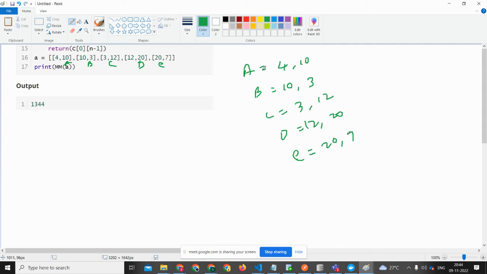You have five matrices. The A matrix is 4 comma 10. This is the order of the matrix, right? So tell me, can you multiply A into B? Is it possible? Because you have 10 and 10 common, right? So it's possible to multiply A and B. Am I right, guys? Yes.